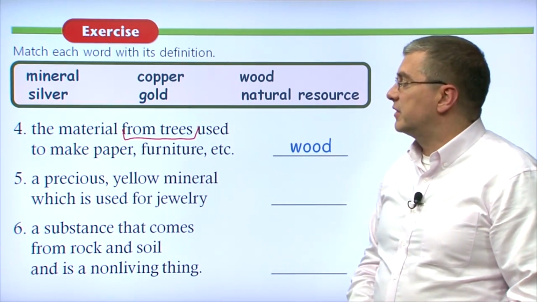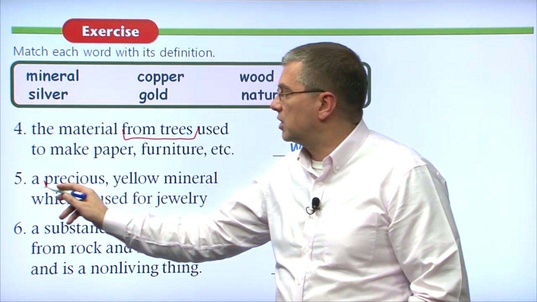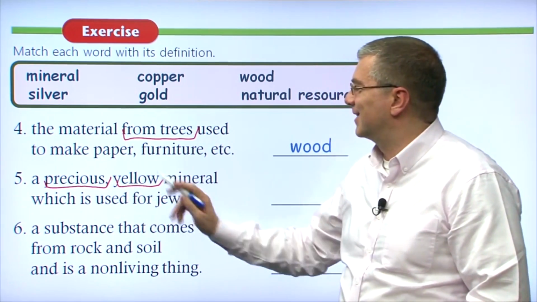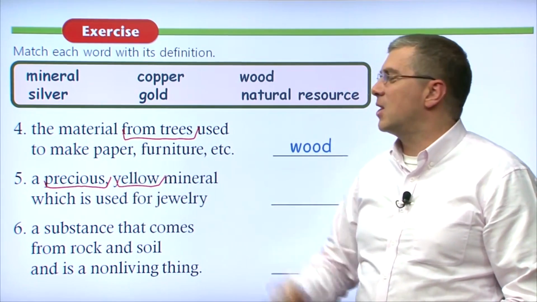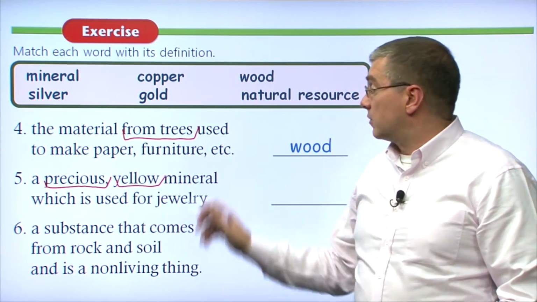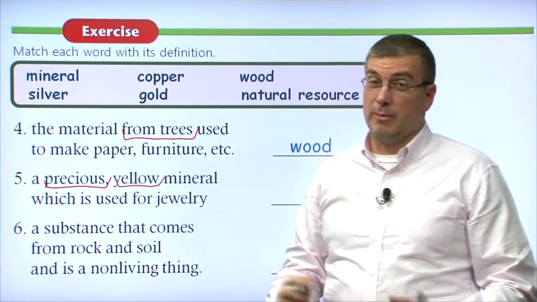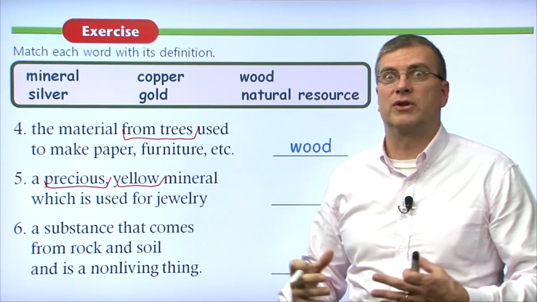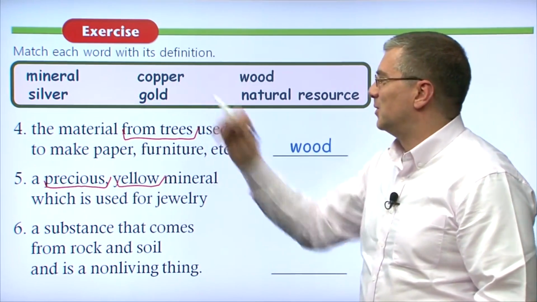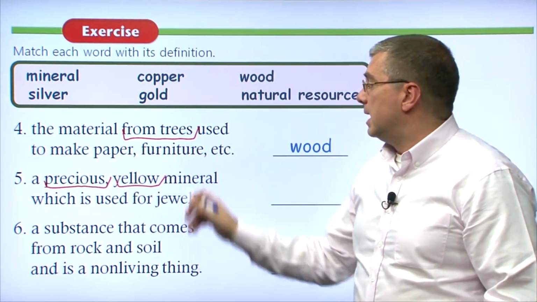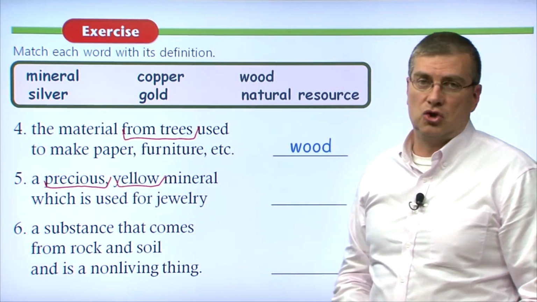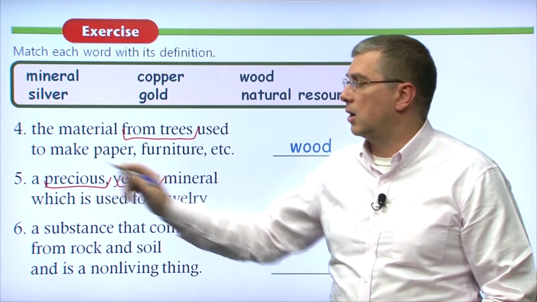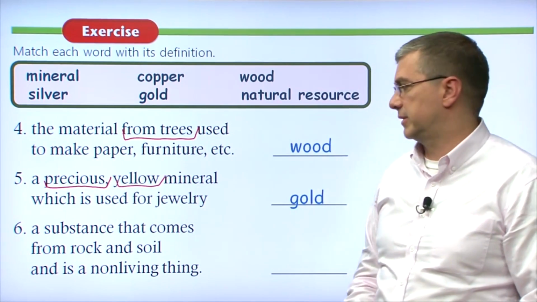5, a precious, we have 2 keywords here, precious, no I'm just kidding, okay, we also have yellow, okay, so we have a precious yellow mineral. Of course our keyword is yellow, because we're talking about mineral. Remember, copper, gold, and silver are all minerals. Silver is precious, true. Copper is precious, but gold is the most precious, right? Okay, gold is the most expensive, and it's also yellow. Mineral used for making jewelry. Of course, we're talking about gold. It gives it away by yellow and also by precious. Gold is the most precious.